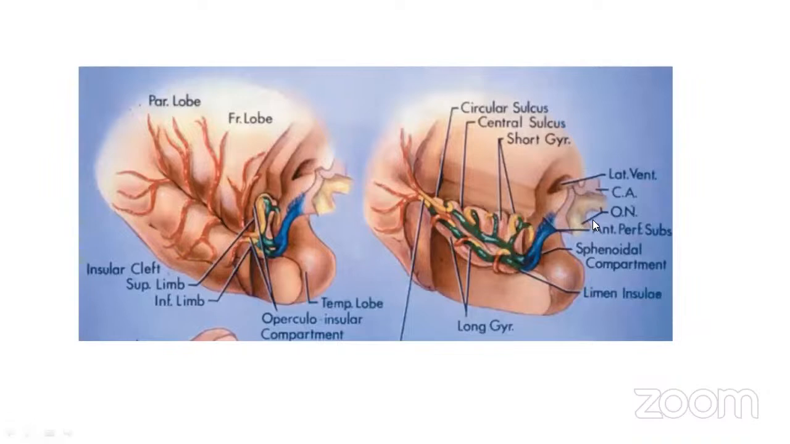Here you could also see the anterior perforated substance where the lenticulostriate arteries from the M1 segment would pass on to be distributed into the deep gray matter of the brain, including the caudate, putamen, etc. We could also see here a few of the landmarks of the insula. The first that we have already discussed is the limen insulae.